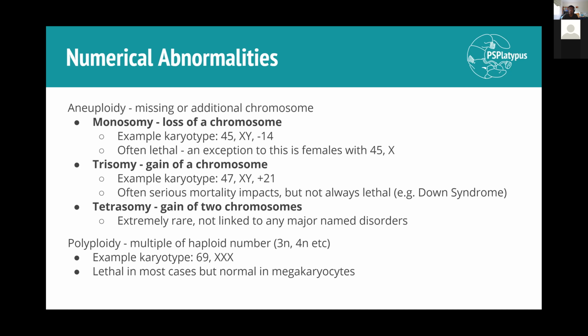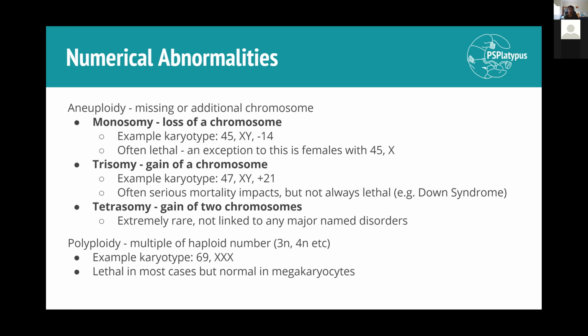We have tetrasomy, which is when you gain 2 chromosomes, so you have 4 chromosomes. This is super rare, so we're not going to talk about any disorders using it because it's just too rare. We can also have polyploidy. This is when you have more sets of chromosomes than you're meant to. You're meant to have 2 sets of chromosomes, so you have 23 and then you have 2, so there are 46 total. That's what we call 2N. Your haploid number is 23 for a human. It's different for other creatures. But if we have 3N, for example, we're going to have 69 chromosomes total.